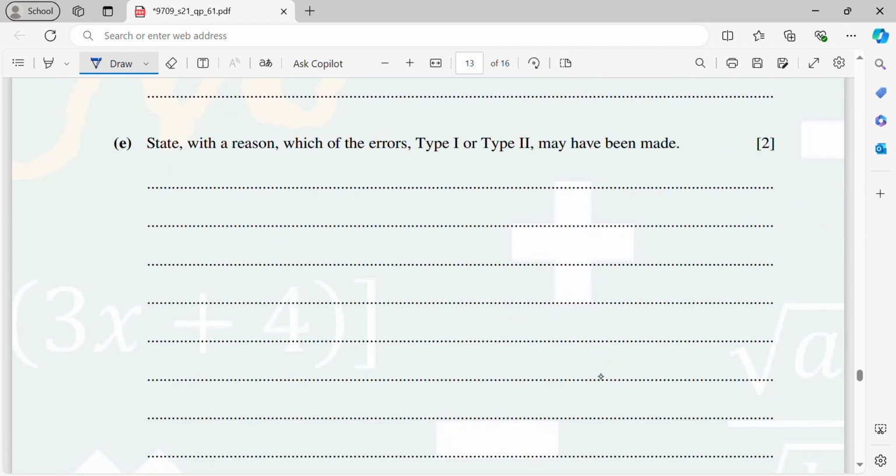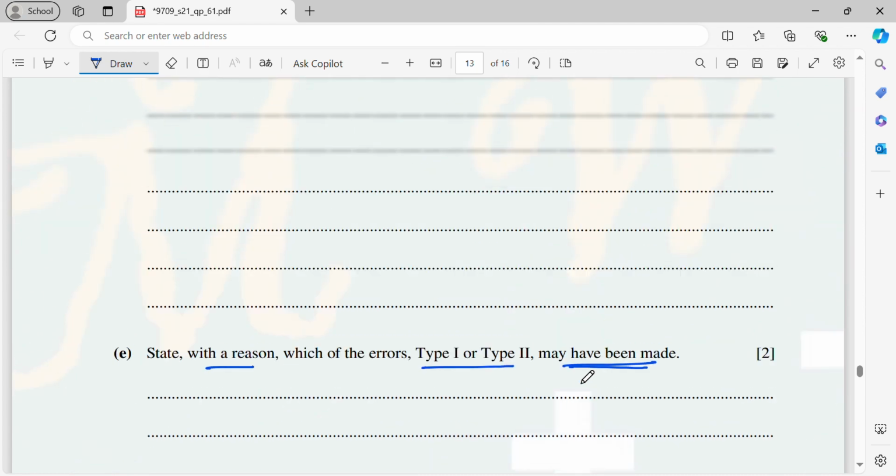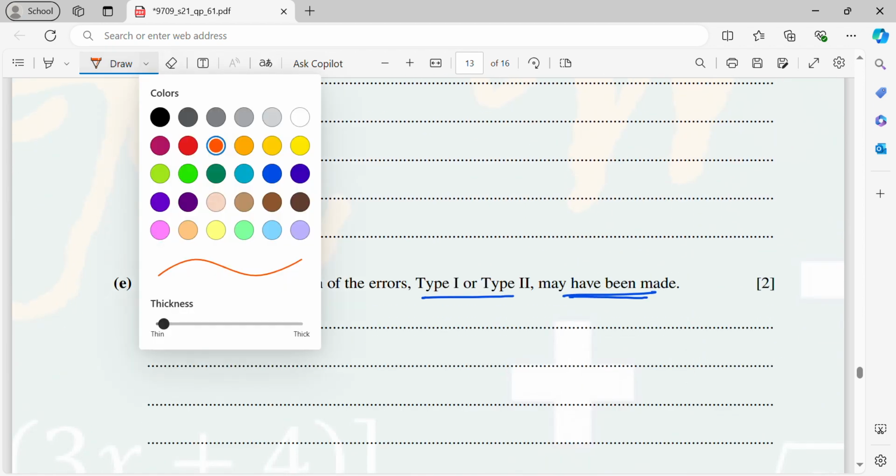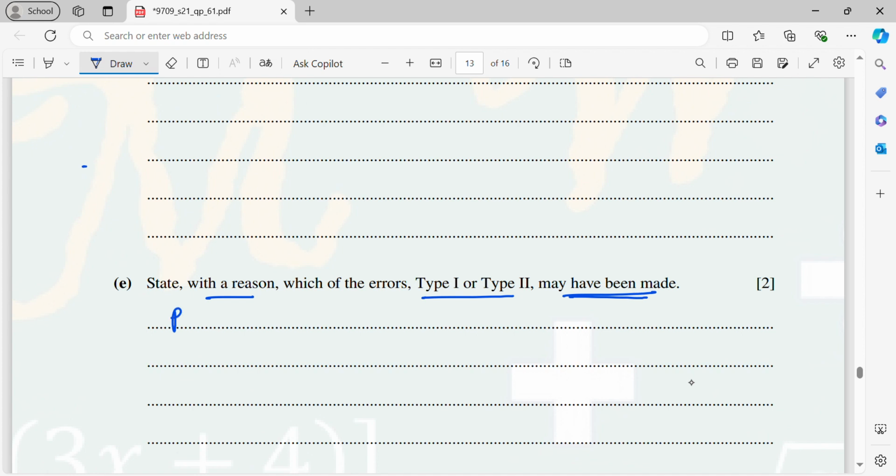Now part E states with a reason which of the errors, type 1 or type 2, may have been made. Okay, so now go back to the conclusion. The decision is do not reject H0. Just for information, type 1 error means P(reject H0 given H0 is true).